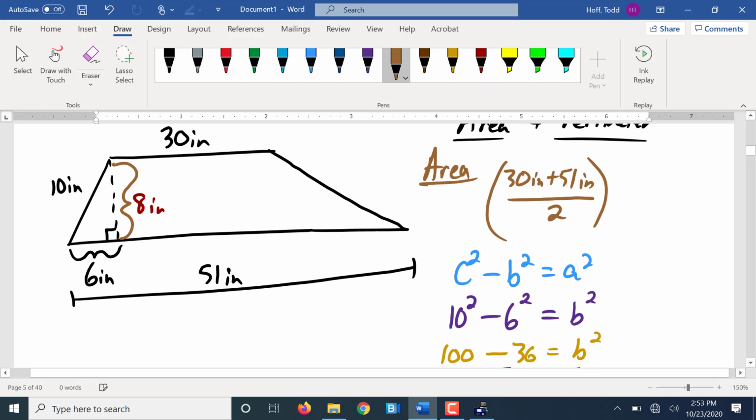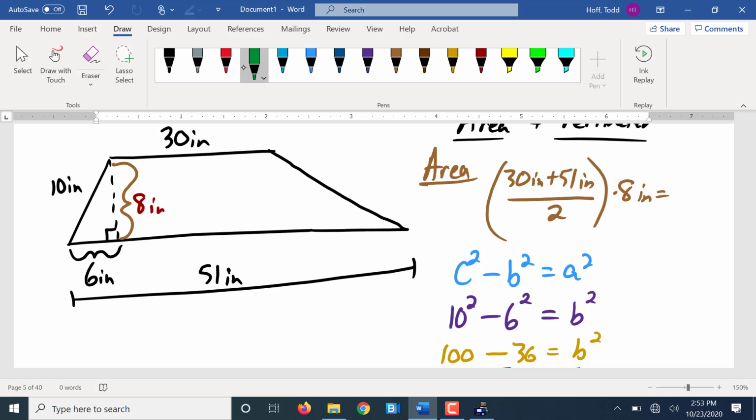So our area is that 30 plus 51 divided by 2 times 8. What's that come out to be? 324 square inches. Perfect.